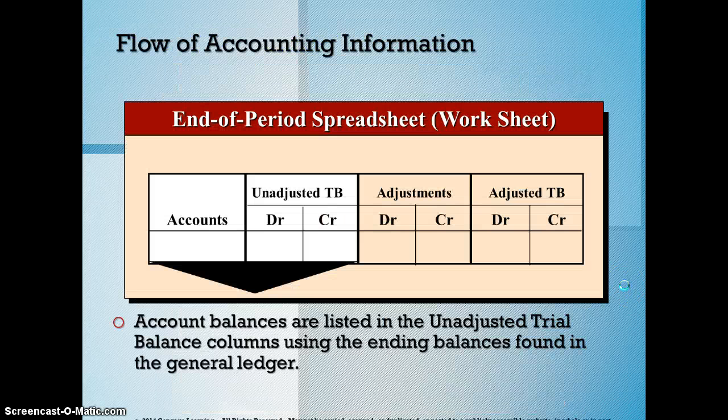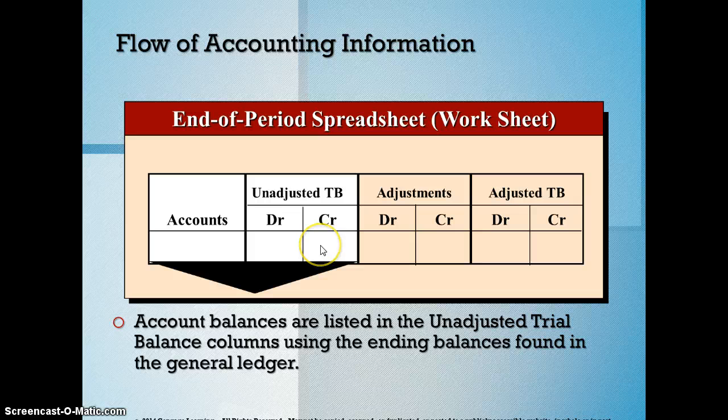This is the end of period worksheet. There's columns across the top of the worksheet. Again, more information is presented in the appendix to this chapter. I would recommend that you read and review that information, but this is just a very brief overview of a worksheet. We start out with our accounts listed in order based on our chart of accounts.